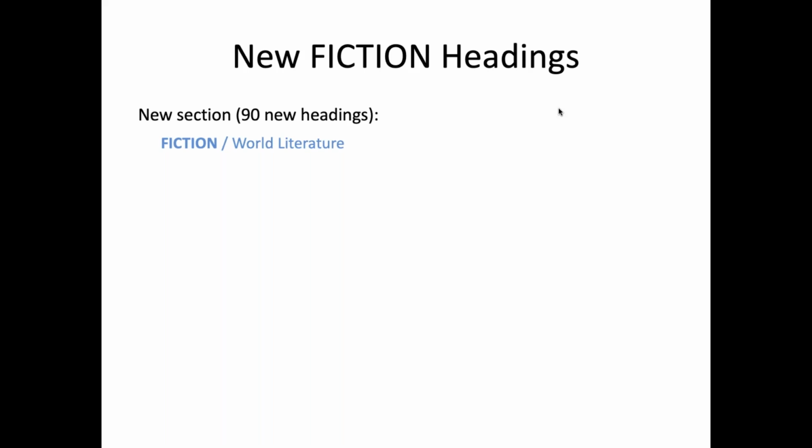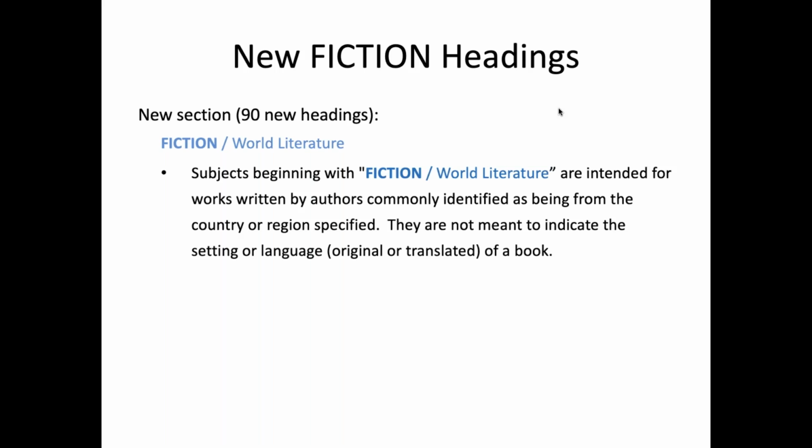Fiction literary can be somewhat subjective. We're looking at whether there was some way we could classify those books that was less subjective. So after many meetings, we came up with this fiction world literature tree. The subjects beginning with fiction world literature are intended for books written by authors that are commonly identified as being from the country or region specified. They are not meant to indicate the setting or language of a book.